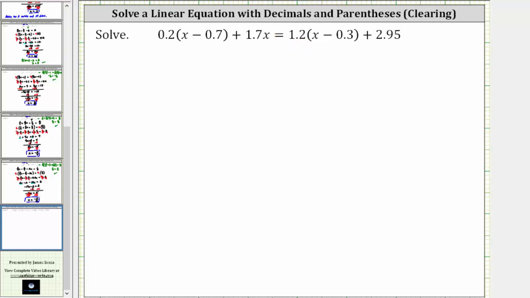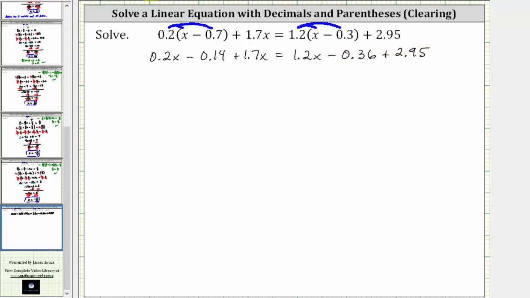So to begin simplifying on the left, we will distribute 0.2. And then on the right, we will clear the parentheses by distributing 1.2. Distributing on the left, 0.2 times x is equal to 0.2x. And then we have minus 0.2 times 0.7 is 0.14. Then we have plus 1.7x equals, on the right, distributing 1.2, 1.2 times x is 1.2x. Then we have minus 1.2 times 0.3, which is 0.36. Then we have plus 2.95.